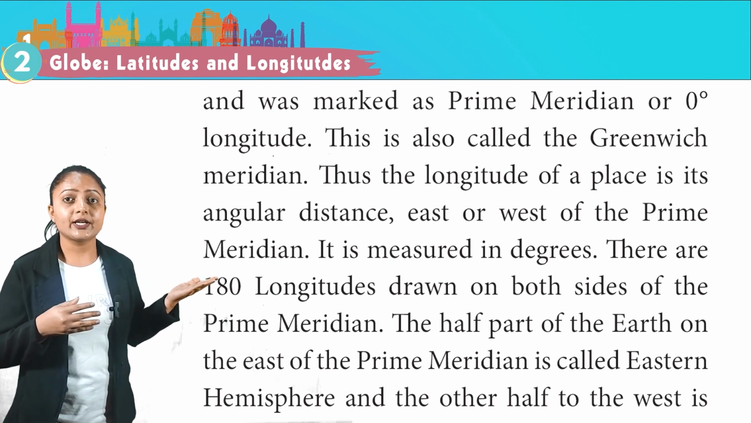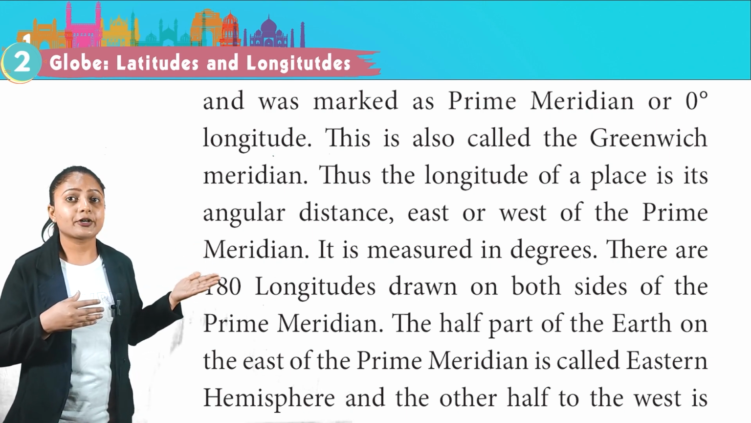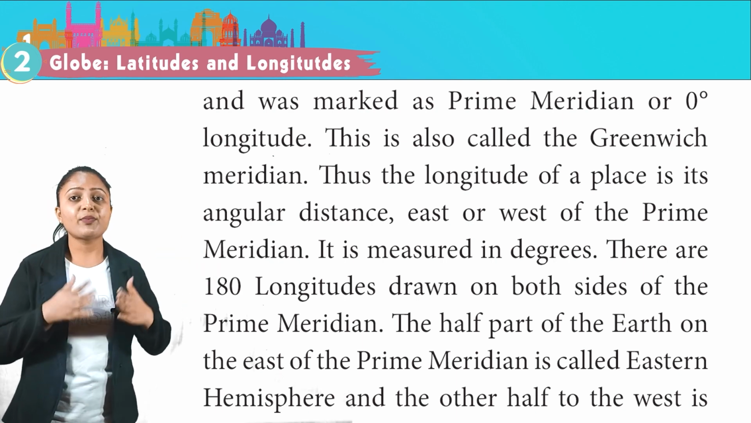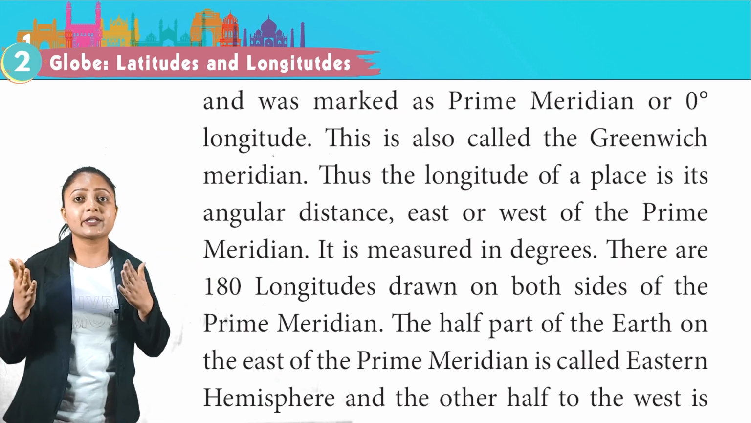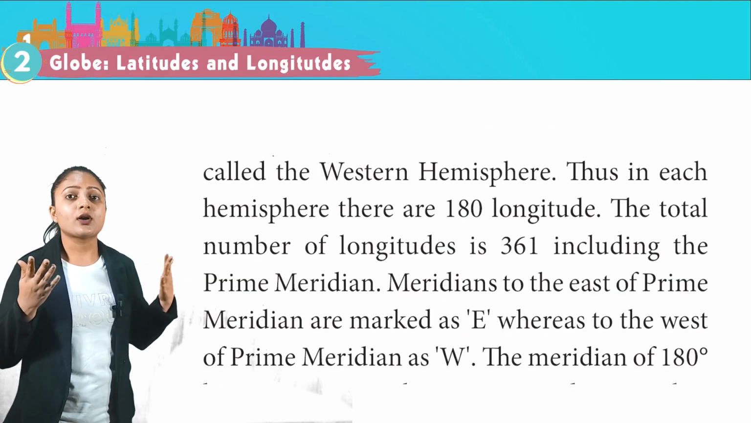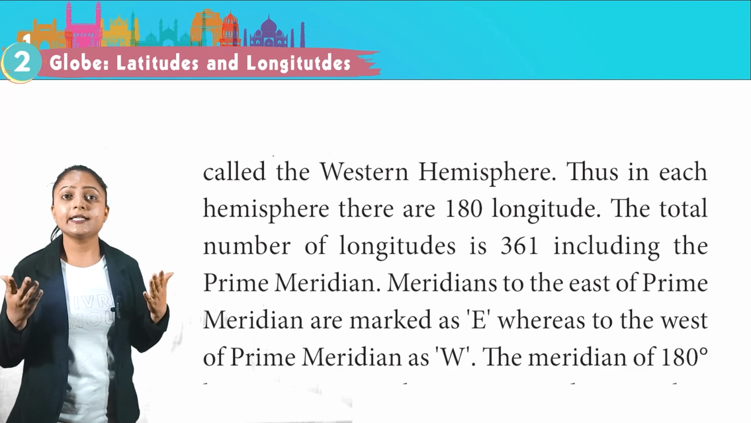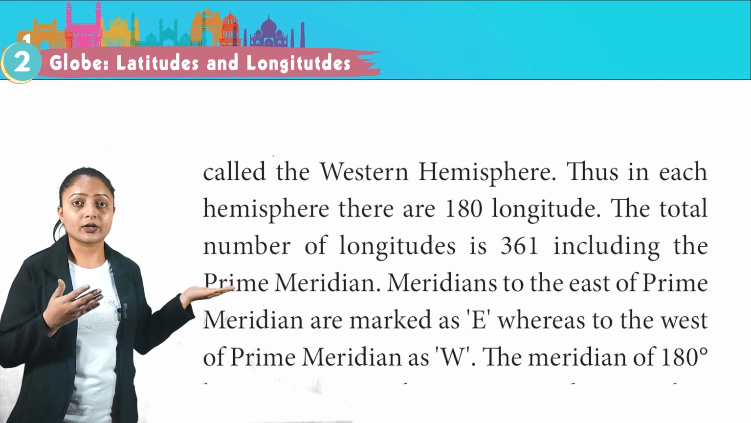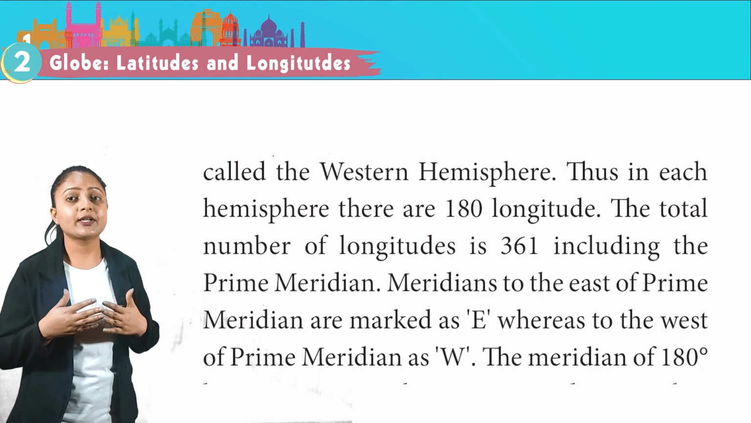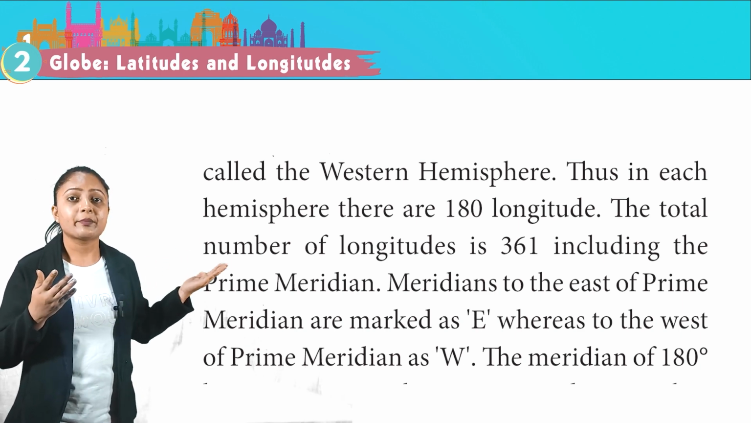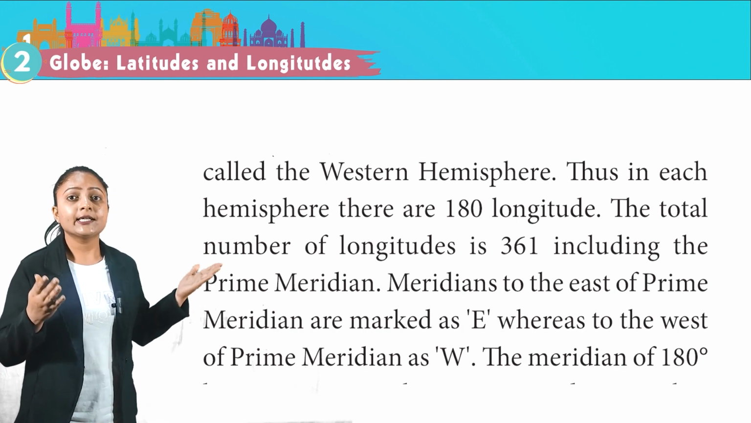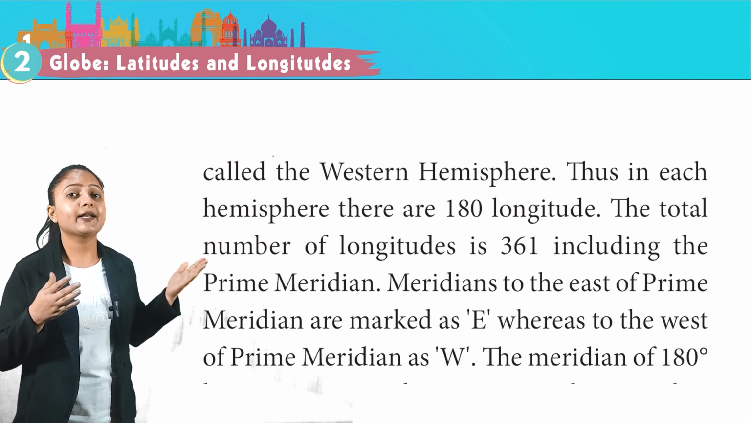It is measured in degrees. There are 180 longitudes drawn on both sides of the prime meridian. The half part of the earth to the east of the prime meridian is called the eastern hemisphere and the other half to the west is called the western hemisphere. Thus in each hemisphere there are 180 longitudes. The total number of longitudes is 361 including the prime meridian. Meridians to the east of the prime meridian are marked as E, whereas those to the west of the prime meridian are marked as W.